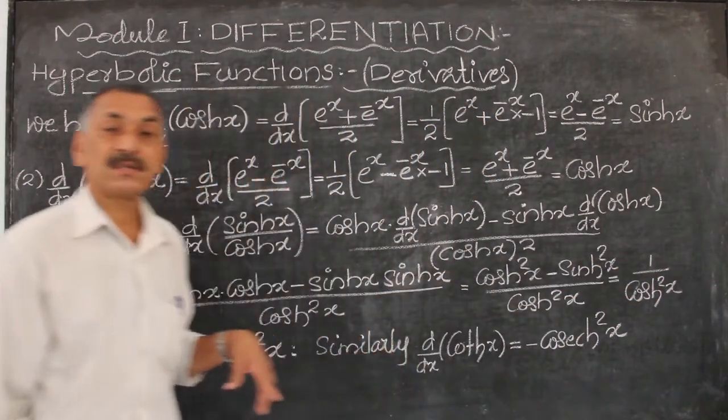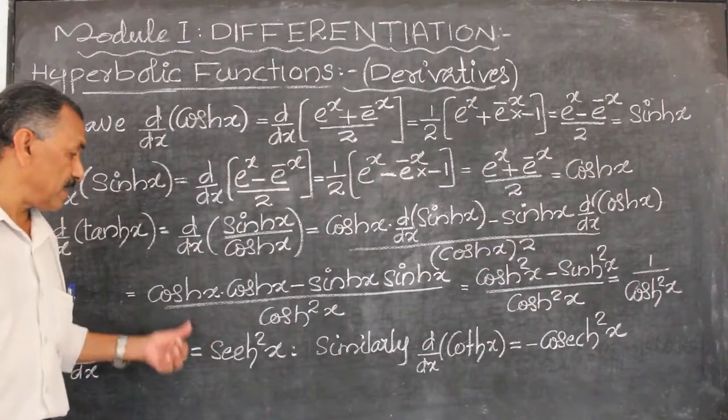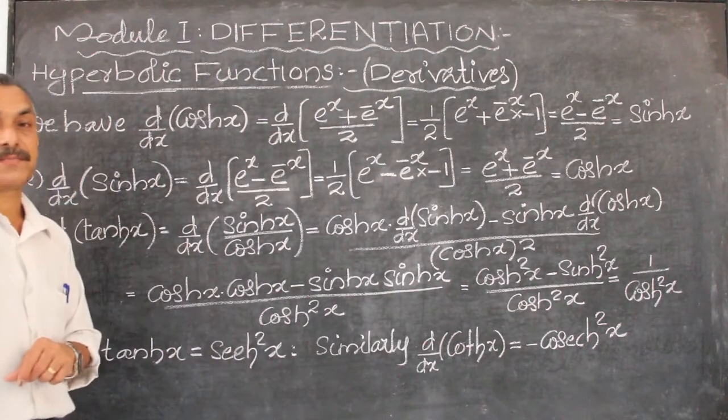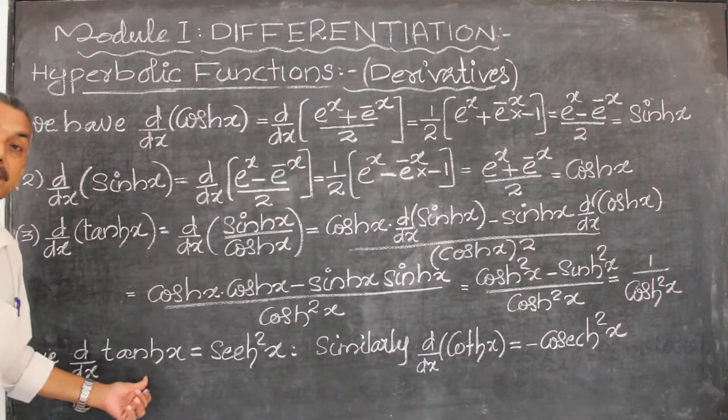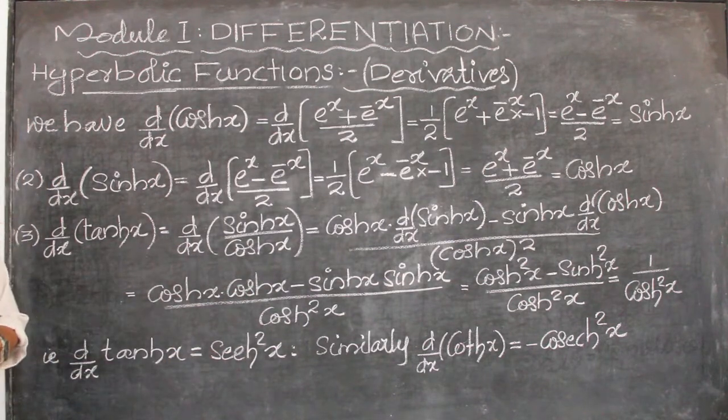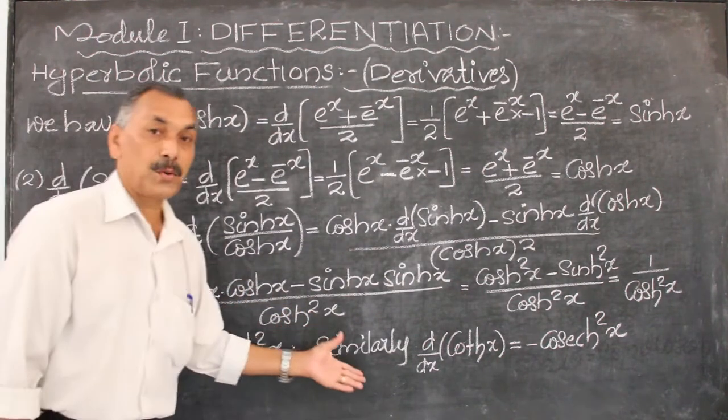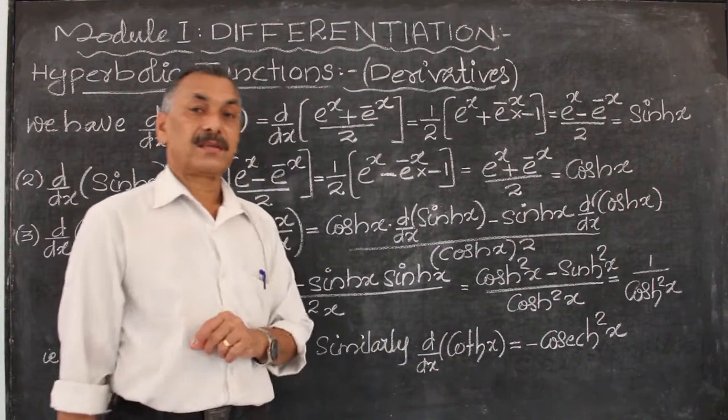So we get 1 divided by cosh squared x. What is 1 by cosh x? 1 by cosh is sech, so that is equal to sech squared x. The derivative of tanh x is equal to sech squared x. Similarly, you can prove the derivative of coth x.